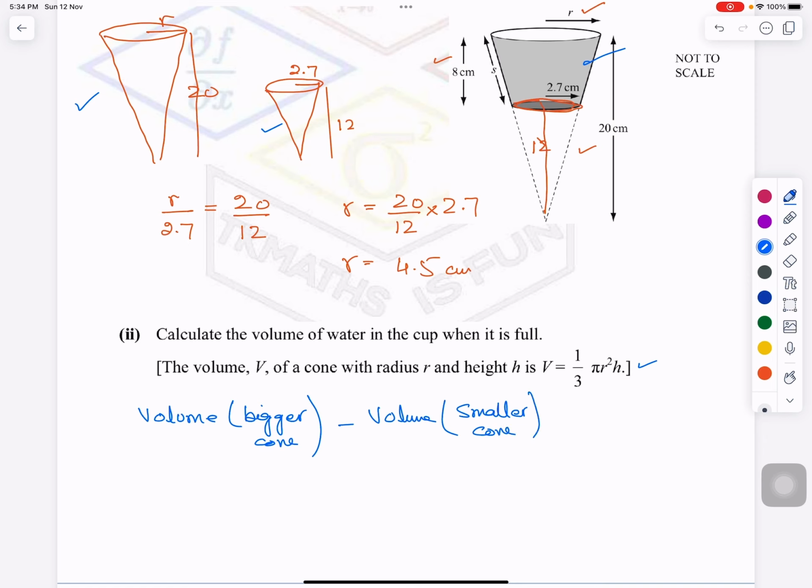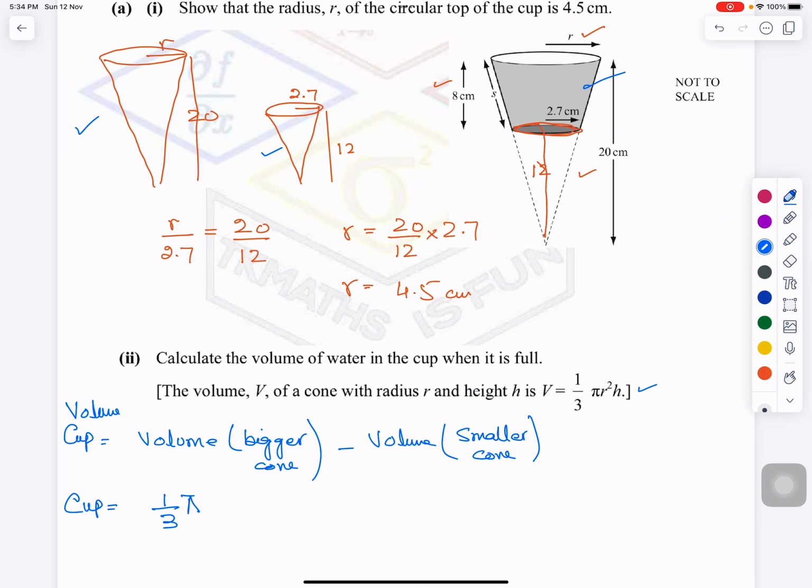Right, so the formula is given to us here, 1 over 3. This will give me the volume of the cup basically. Let me write here, volume of the cup I'm trying to get. So 1 over 3 pi. For the bigger cone, the radius is 4.5, which we have just found. So pi r square, and the height is 20. Minus 1 over 3 pi. For the smaller cone, the radius is 2.7, so 2.7 square, and the height is 12.